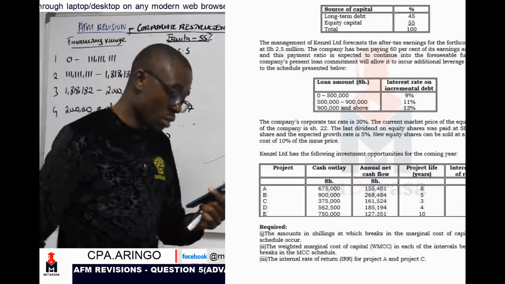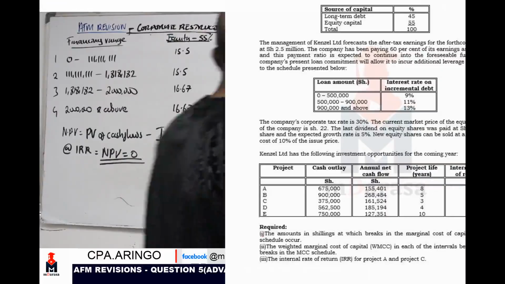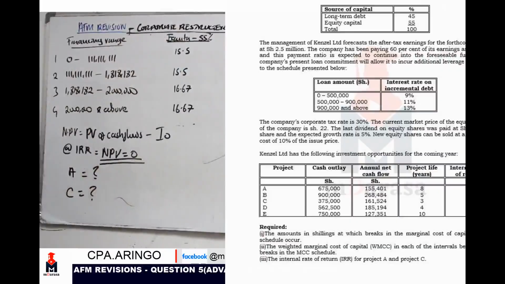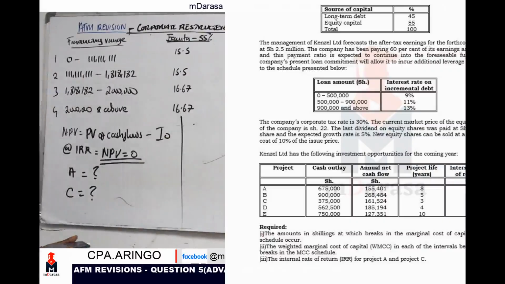Like check project P, right? Project P. What were we given in project P? That is where we are given a question mark, project A and project C, right? So project A, we are given a question mark, and project C, we are given a question mark. So it is upon us to determine the IRR on the 2 projects.